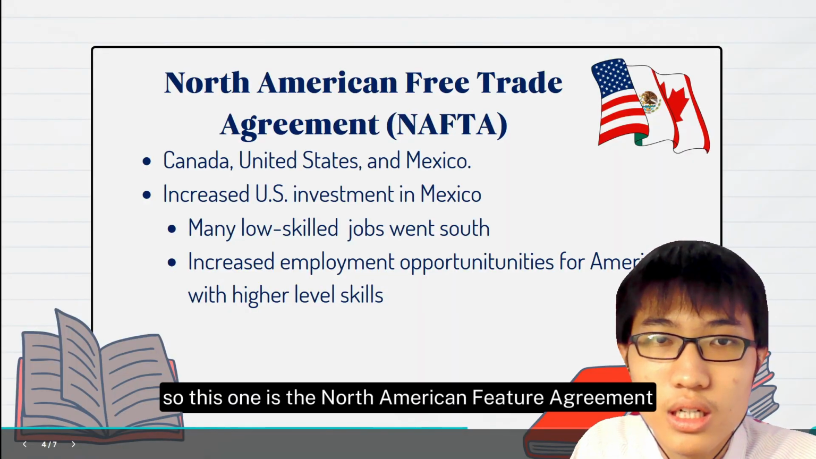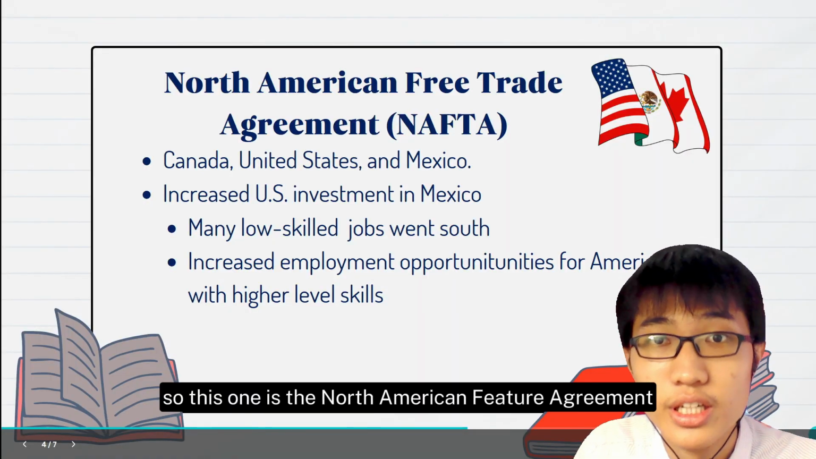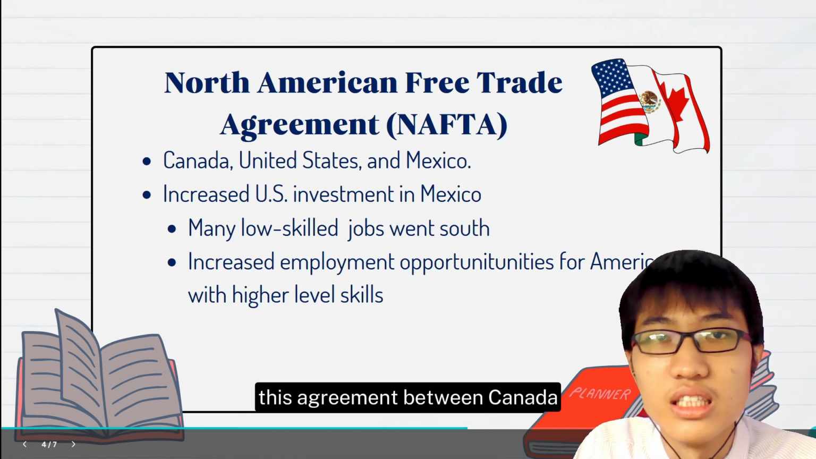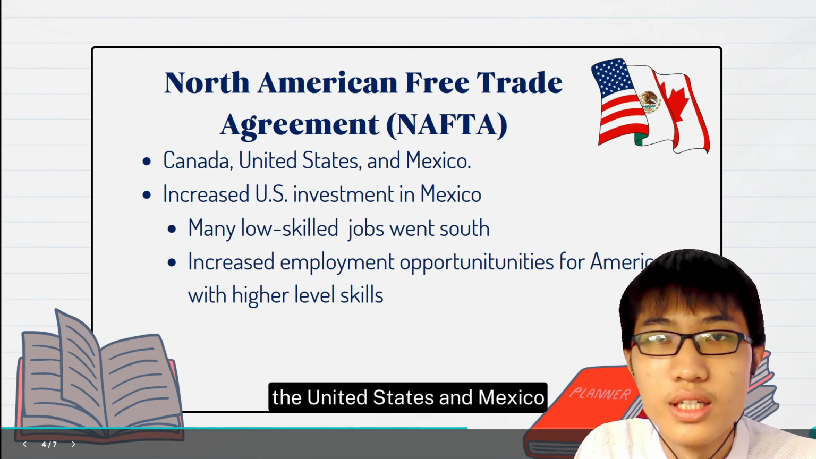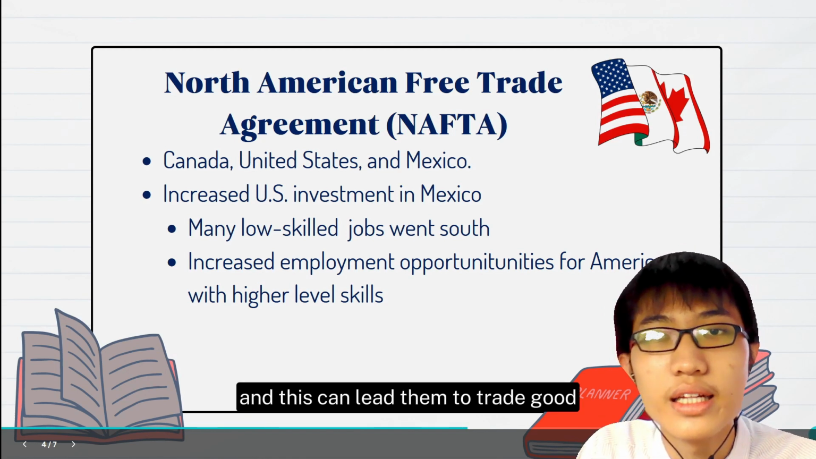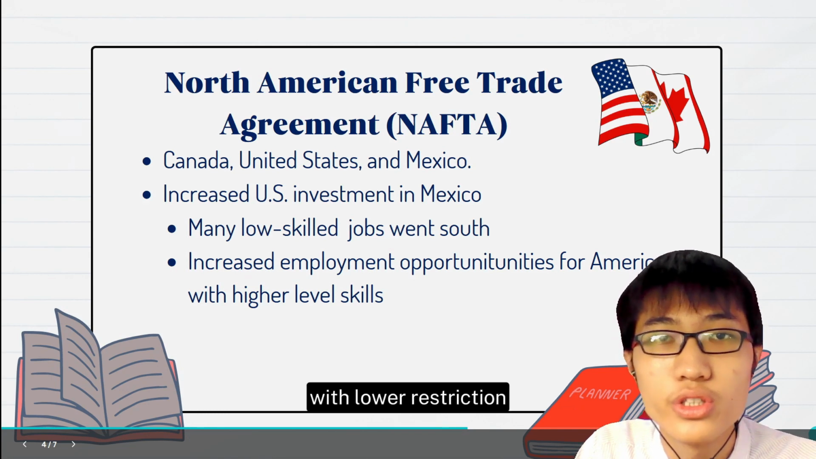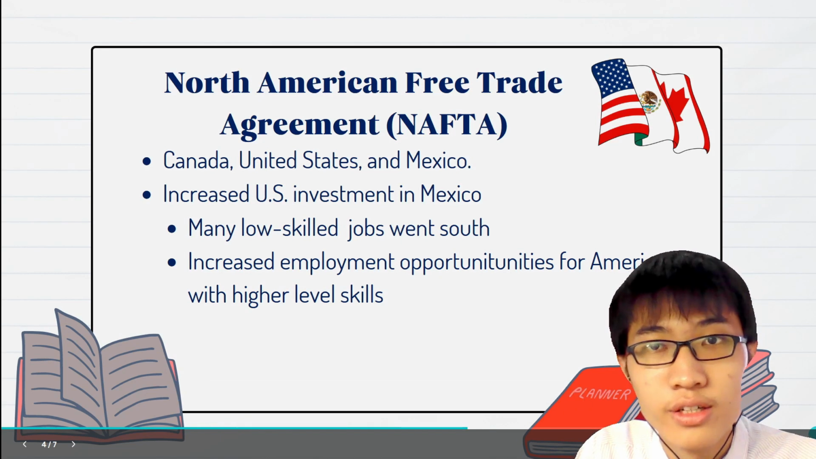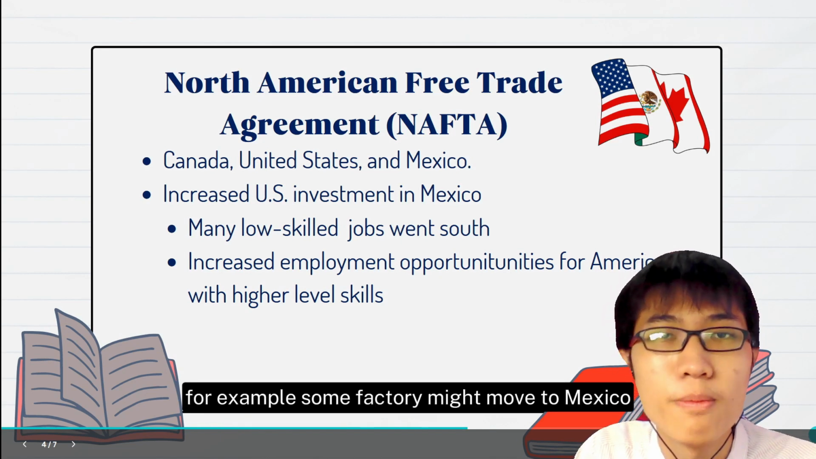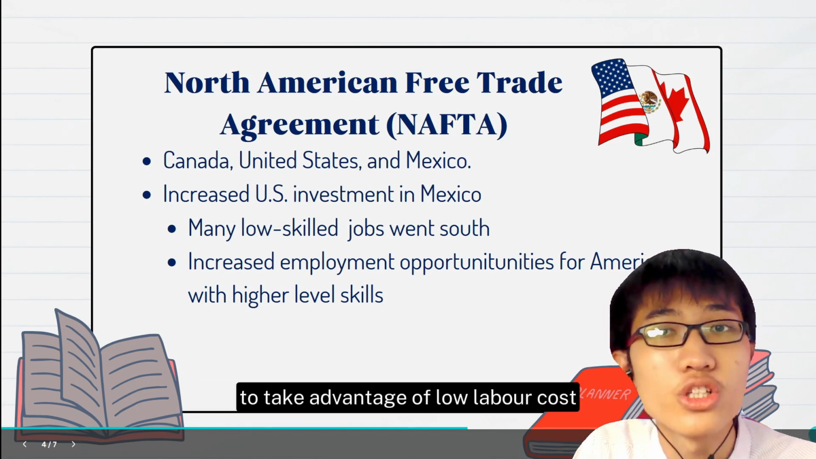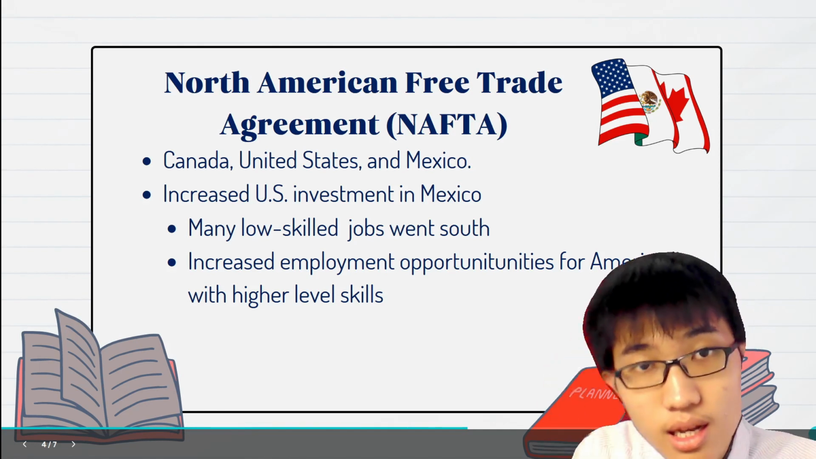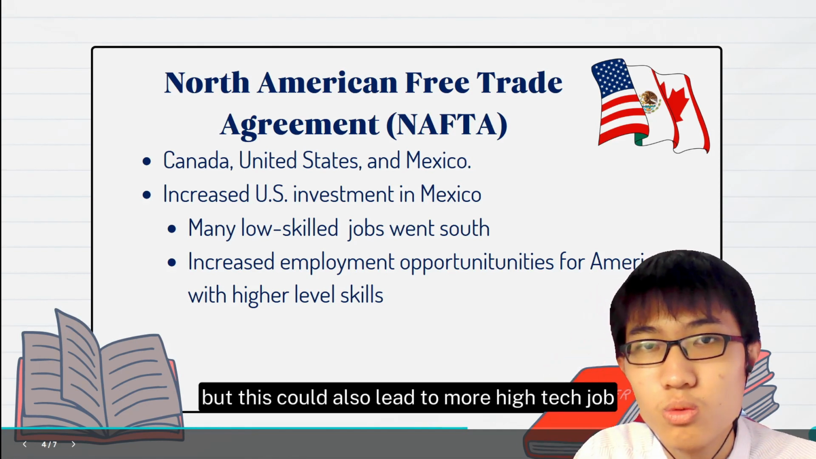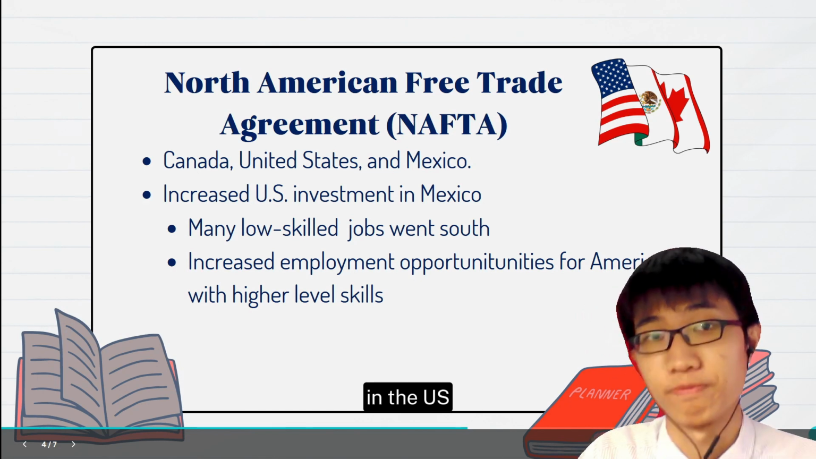So this one is the North American Free Trade Agreement. This is an agreement between Canada, the United States, and Mexico. It lets them trade goods with lower restrictions, and this can create jobs in all three countries. For example, some factories might move to Mexico to take advantage of lower labor costs. But this could also lead to more high-tech jobs in the US.